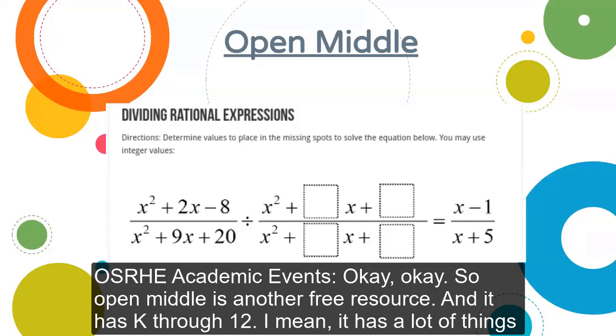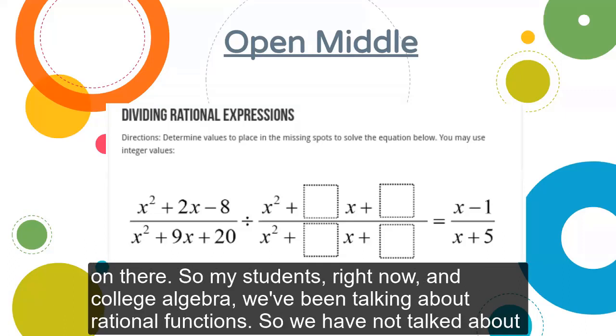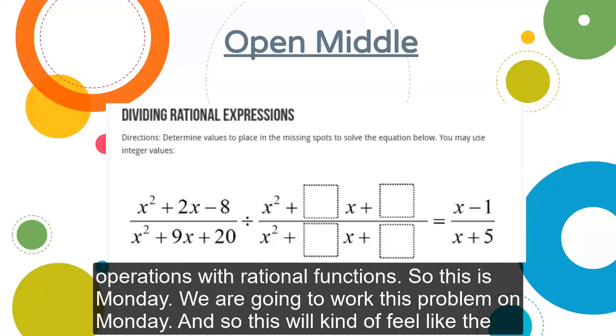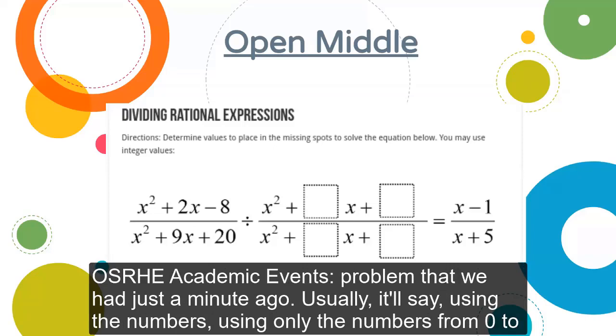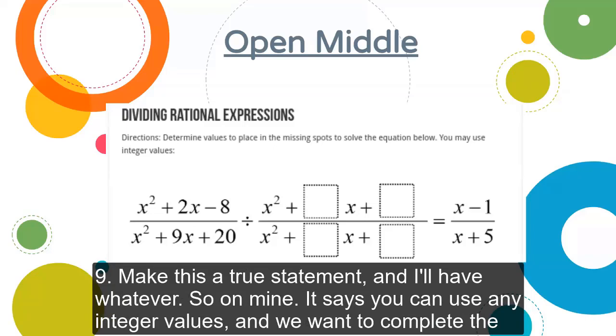So my students, right now in college algebra, we've been talking about rational functions. We have not talked about operations with rational functions, so this is Monday. We are going to work this problem on Monday. This will kind of feel like the problem that we had just a minute ago. Usually it'll say using only the numbers from 0 to 9, make this a true statement. On mine, it says you can use any integer values, and we want to complete the boxes so that when I divide these two polynomials, I end up with x minus 1 over x plus 5.